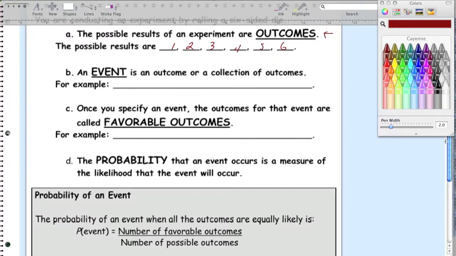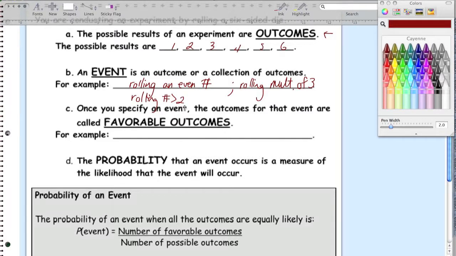Now an event is something specific. An event is an outcome or a collection of outcomes. For example, that might be something like rolling an even number. Okay, that's an event. It's a collection of specific outcomes. Another event might be rolling a multiple of 3. Or rolling, we could go on forever, rolling a number greater than 2. There's a bunch of different events.